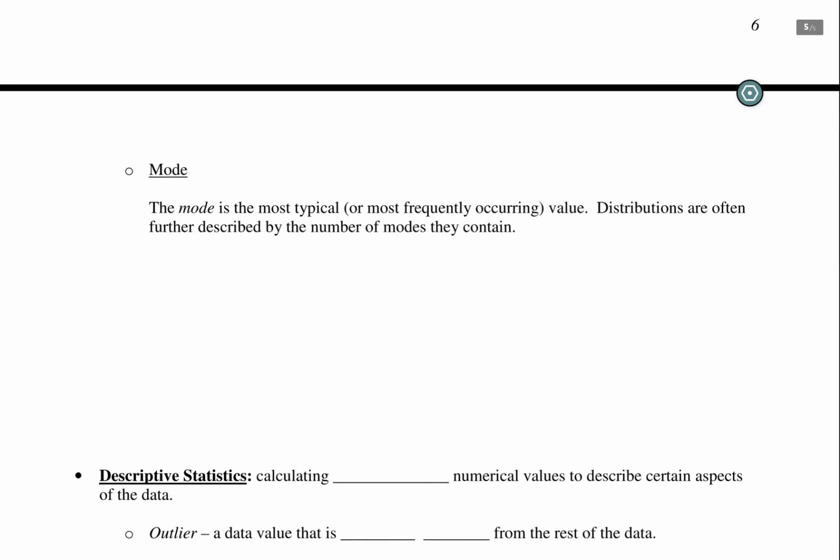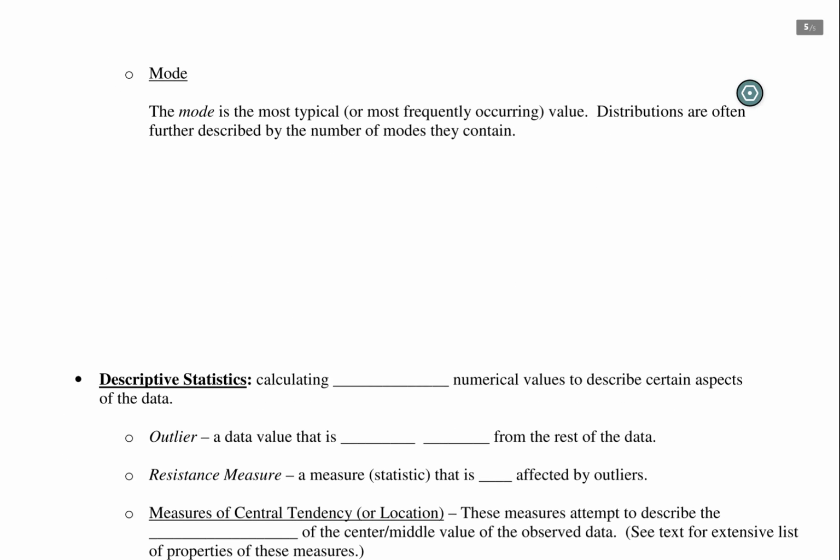The last thing within this video here is the idea of a mode. A mode is the most typical value of a data set, and we can think of this in terms of the shape of the distribution. We can think of a distribution being unimodal. That is, it has one mode. We can think of it being bimodal. And we can think of it being multimodal, trimodal, however many modes you want.